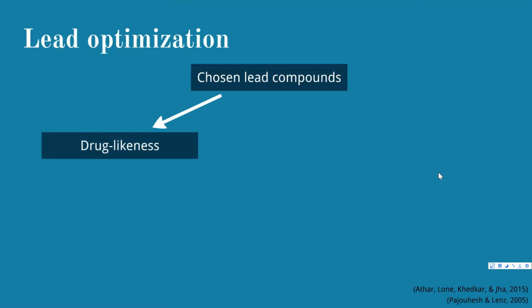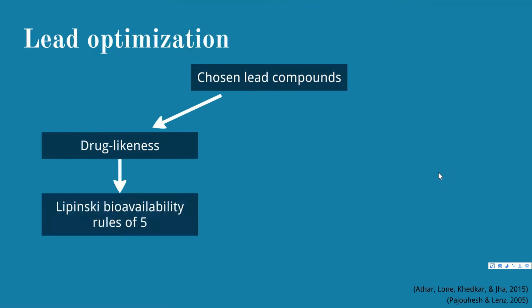The drug likeness of a lead compound can be screened by Lipinski's rule of 5 for bioavailability, which are hydrogen bond donors less than or equal to 5, molecular weight less than 500 Da, log P less than or equal to 5, and hydrogen bond acceptors less than or equal to 10.